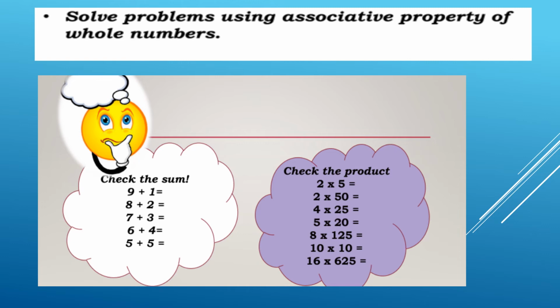Similarly, you have to check for the products also. 2 into 5, 2 into 50, 4 into 25 equal to? 5 into 20 equal to? 8 into 125, 10 into 10 and 16 into 625. Pause the video here and just try to solve them. And we will check the answers in the next slide.